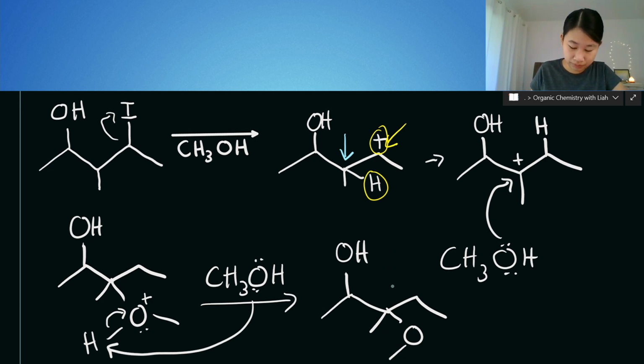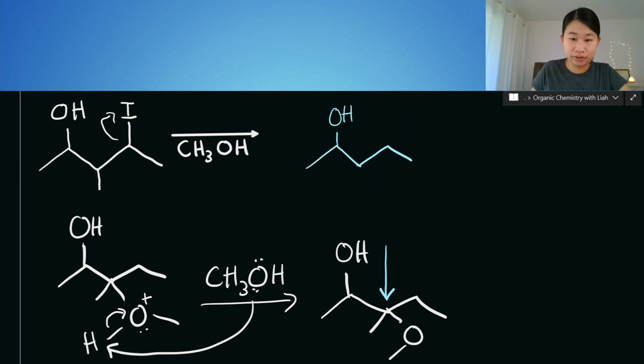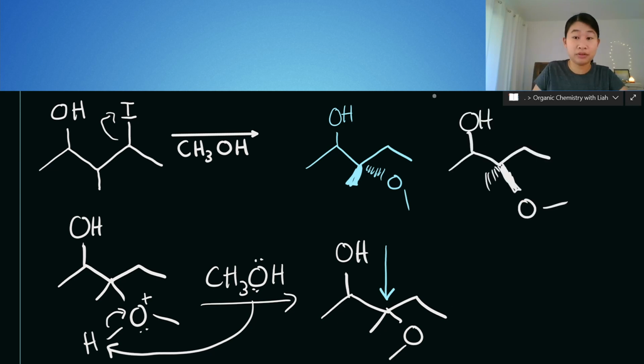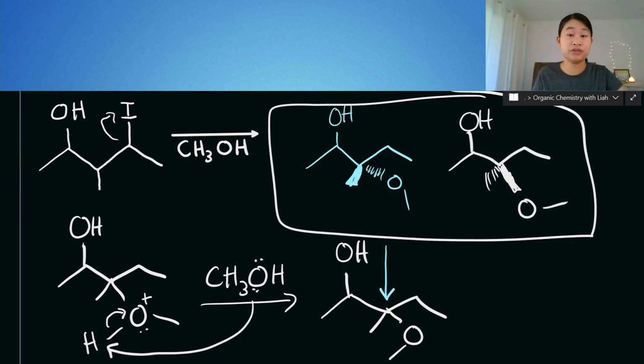So let's look at this carbon. Is this carbon a chiral center? Well, it turns out it is, because it has 4 different groups around it. And so we would expect 2 types of products. In one case, we would expect the methyl to be wedged and the oxygen to be dashed. In the other product, we would have the opposite case. Alright, and so these are going to be your 2 products for this reaction.